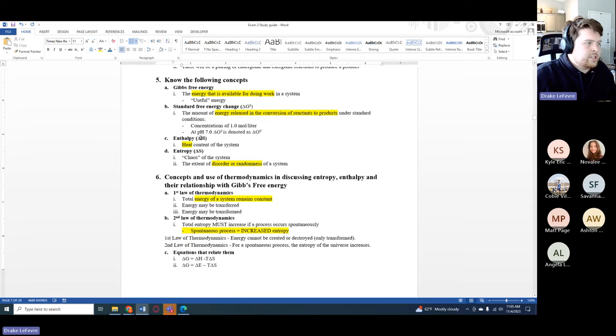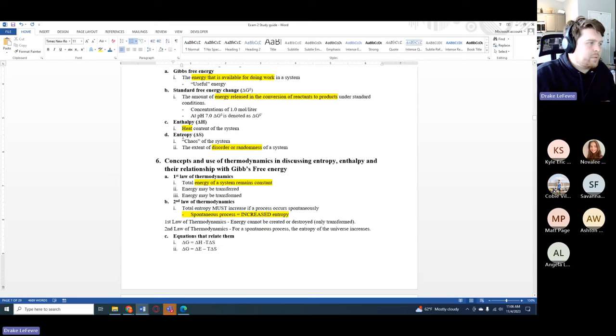Enthalpy, which is our delta H, is known as the heat content of the system. So delta H refers to heat. Entropy is chaos of the system, or it's the disorder or randomness.